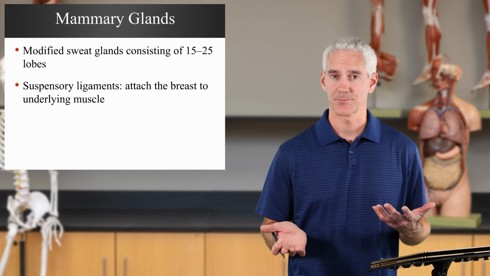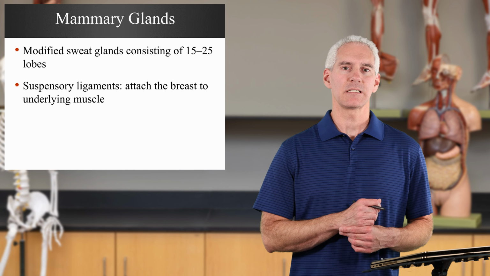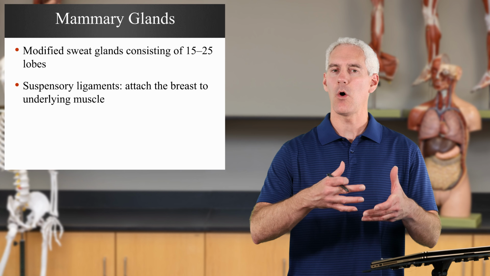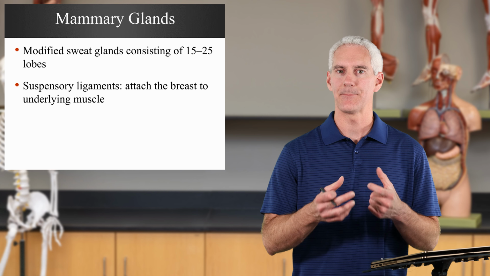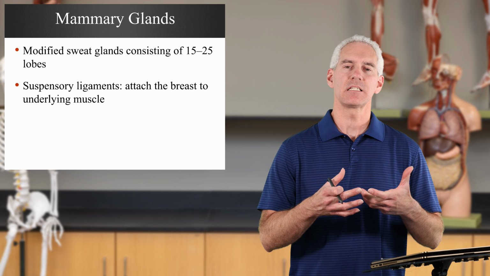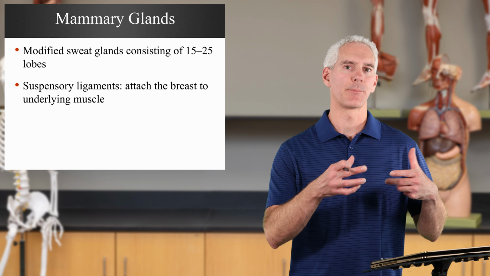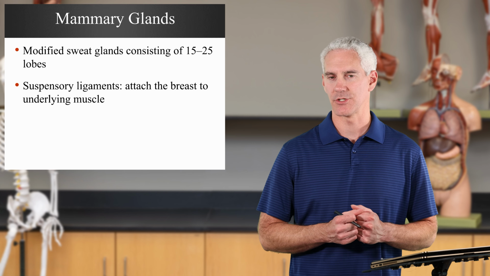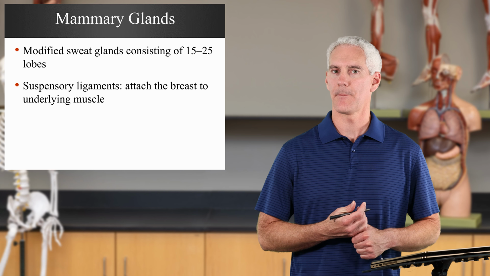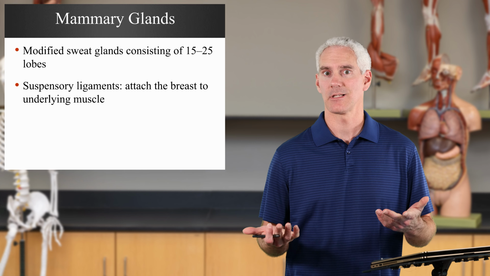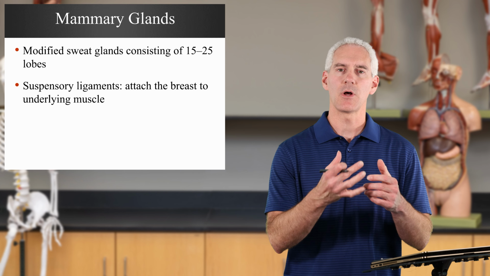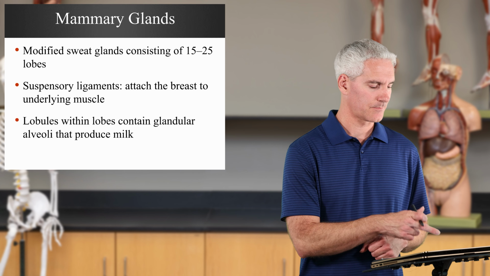throughout the entire body. Now, there are suspensory ligaments that are going to help hold these lobes in place, because these suspensory ligaments are going to anchor the breast tissue or the mammary tissue to the underlying musculature tissue. Think pectoralis major, for example. It's helping to hold the tissue in place.